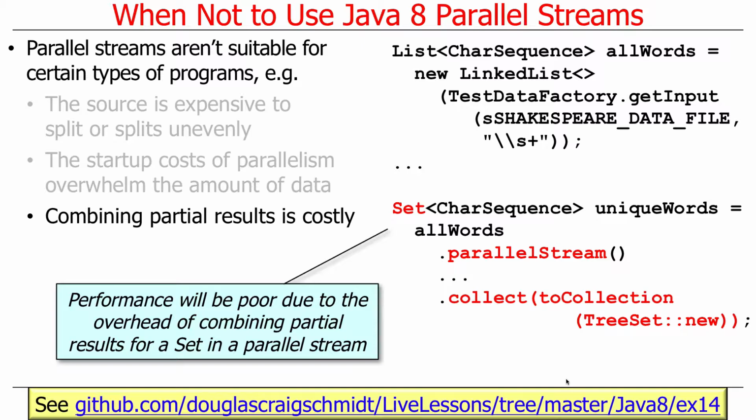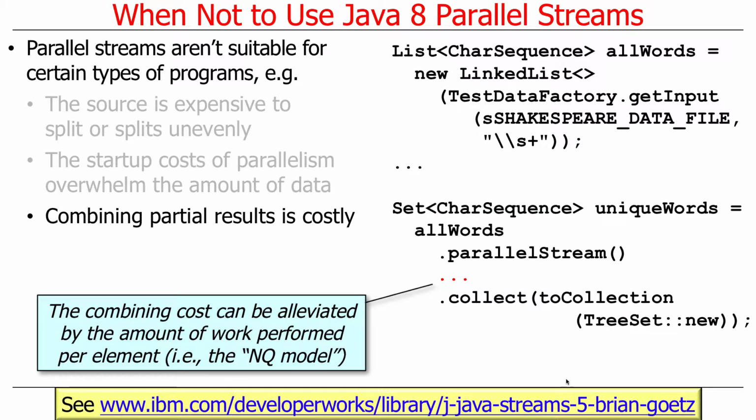So this is an example where we compute the number of unique words in Shakespeare by starting out with all the words, and then we collect them together into a tree set. If you do that in parallel and run the program, you'll see it actually is a non-trivial thing to do. It takes a fair amount of time.